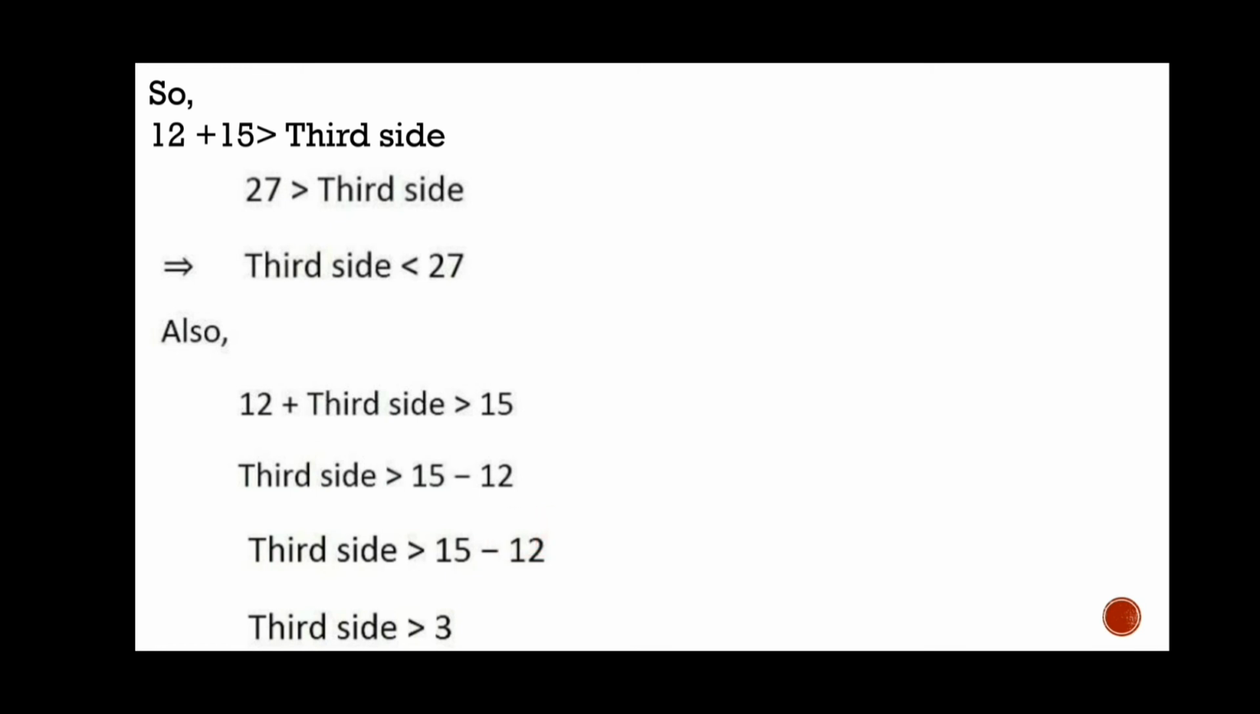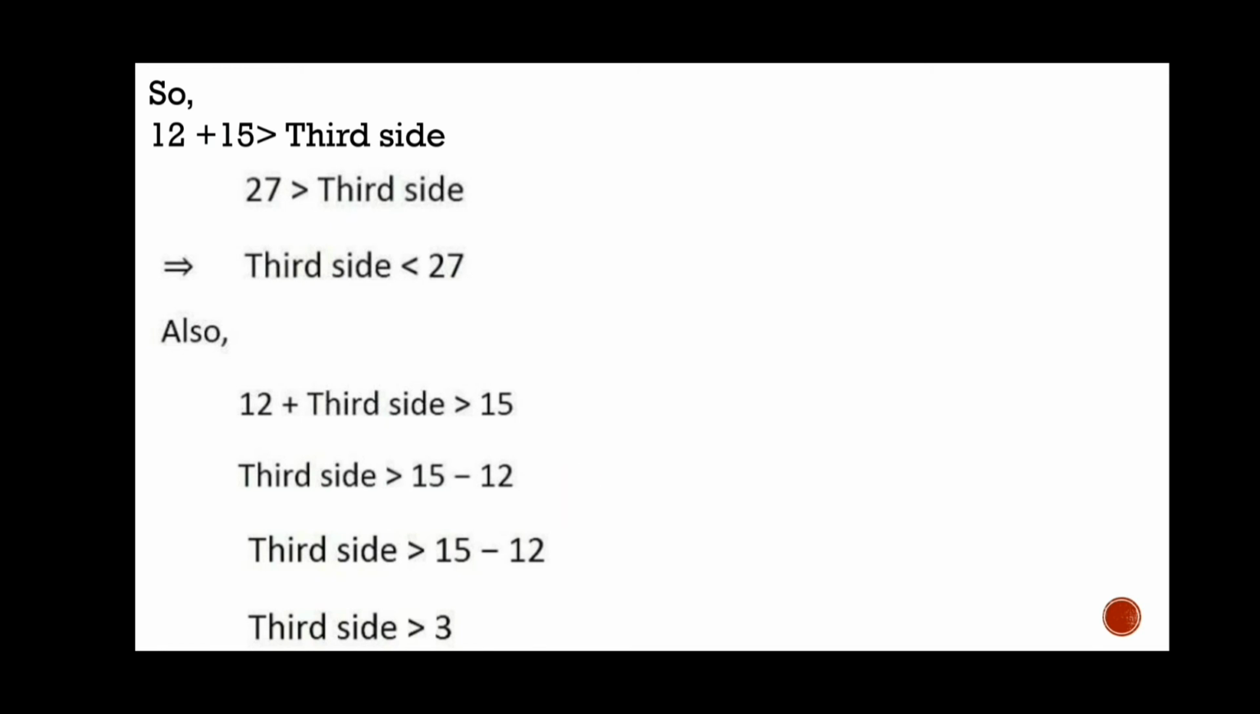Now we can identify the value of the third side by these two pairs. First, the third side will be less than 27. It means the value of the third side will be less than 27. And the second thing is the third side will be greater than 3. So it means the value of the third side will be greater than 3.